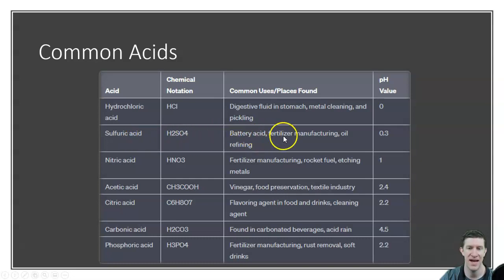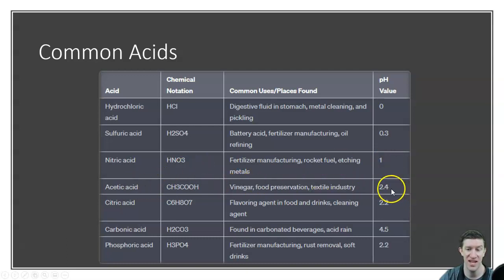Sulfuric acid we use in batteries, fertilizer, oil refining. That's a pH on average 0.3. So again, we are talking the concentrated versions. Sometimes you'll look online and these numbers will change. Really depends on how concentrated they are, how pure that acid is. Nitric is used in fertilizer, rocket fuel, and etching materials. That's a pH of 1.